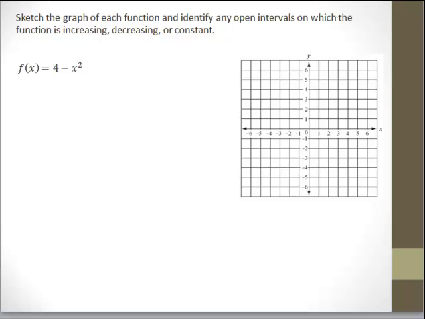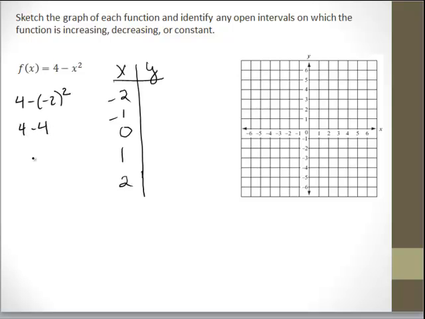Sketch the graph of each function and identify any open intervals on which the function is increasing, decreasing, or constant. So for this particular graph, let's pick some x and some y values. I think I'll just pick these. So we have 4 minus negative 2 squared. That's 4 minus 4, or 0. We have 4 minus negative 1 squared. That's 4 minus 1, or 3. We have 4 minus 0 squared, so 4.